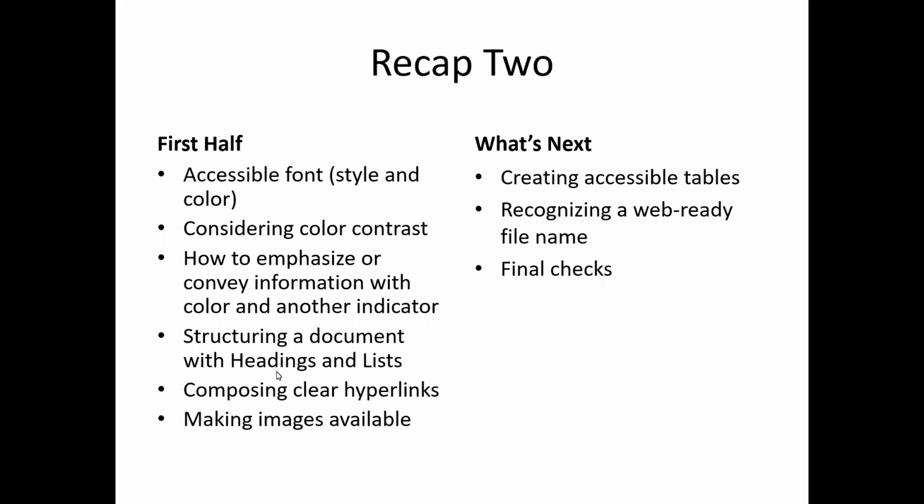I don't know what happened there, but anyway, let's just recap. We talked about accessible fonts, that style and color. Make sure you always have good color contrast. If you want to convey information, don't use color alone to convey information. Give them some sort of other formatting tool. We talked about document structure, with headings and lists. We talked about making hyperlinks meaningful, right? That should mean something. Why am I clicking on this site? Why am I going there?